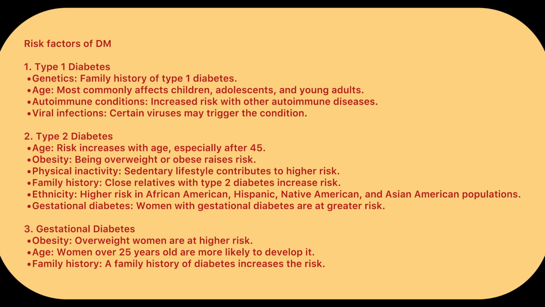Okay, here we go for risk factors of DM. Genetics, age, autoimmune condition, and viral infections are the risk factors of type 1 DM. Age, obesity, physical inactivity, family history, ethnicity, and gestational diabetes are risk factors for type 2 DM. Obesity, age, and family history are also the risk factors for gestational diabetes. Main thing to remember is that type 1 DM occurs among young children and adolescents, and type 2 DM occurs especially at older age after 45.